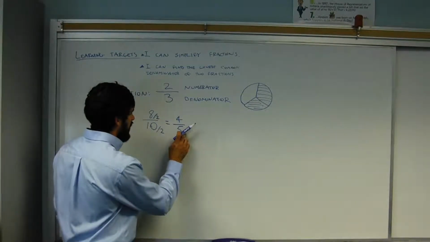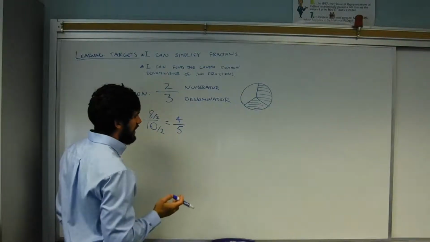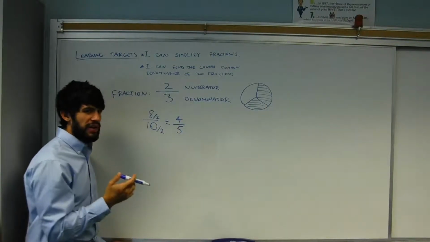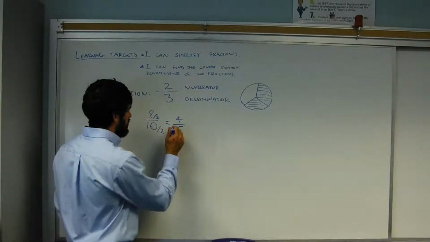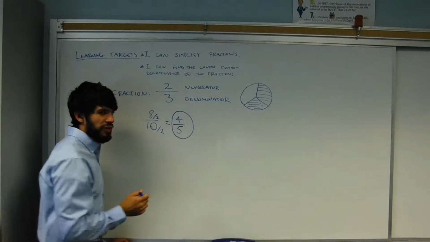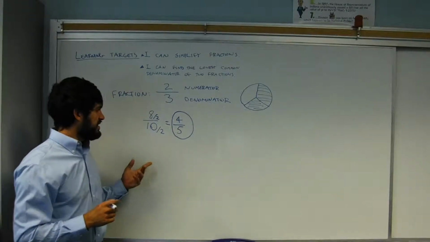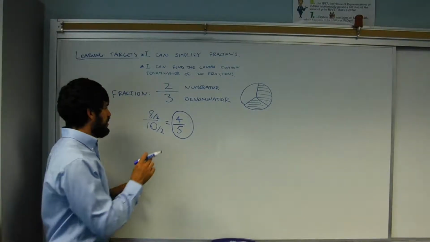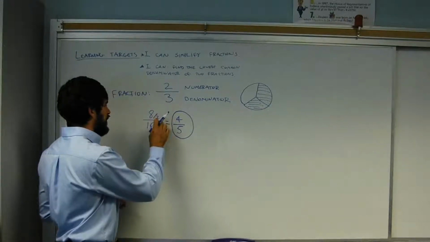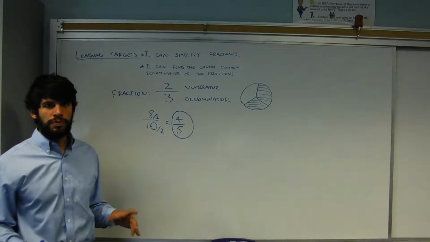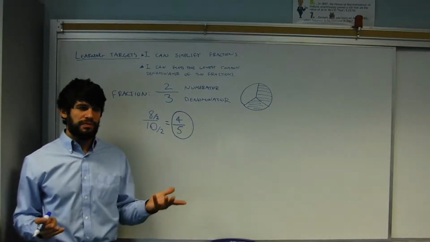Since 5 is a prime number, we can't divide it by anything other than itself, and we can't divide 4 by 5 evenly, so our answer would be 4 over 5. The really important thing to remember when simplifying fractions is we need to divide the top and bottom by the same number. We can't divide them by different numbers, or we'll actually have a different fraction.